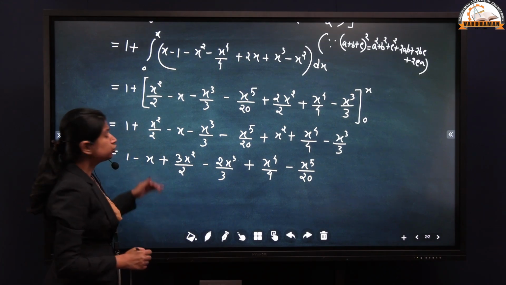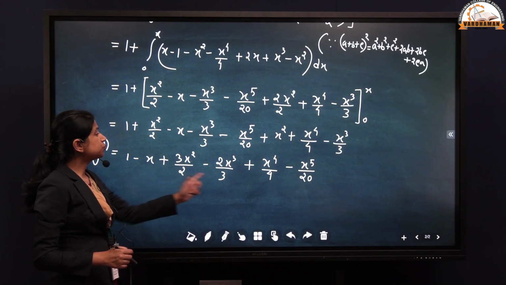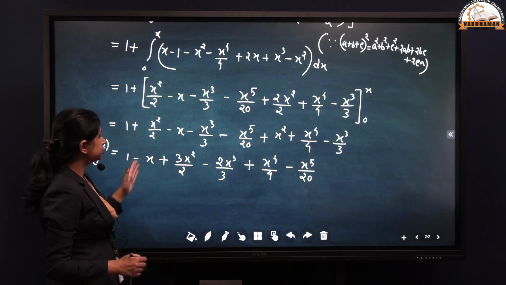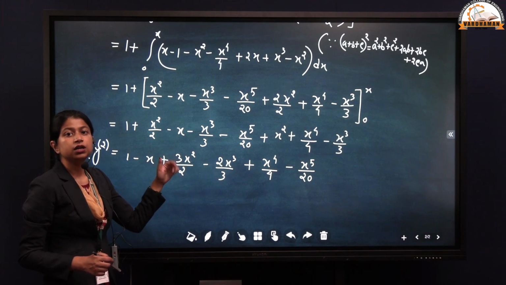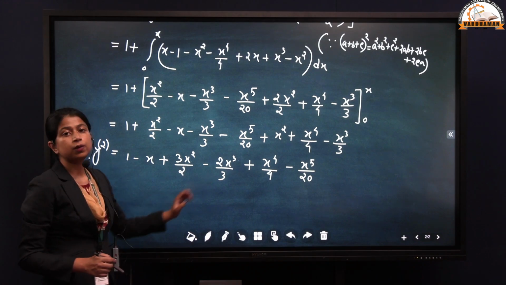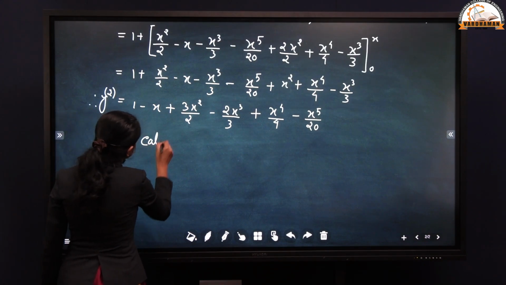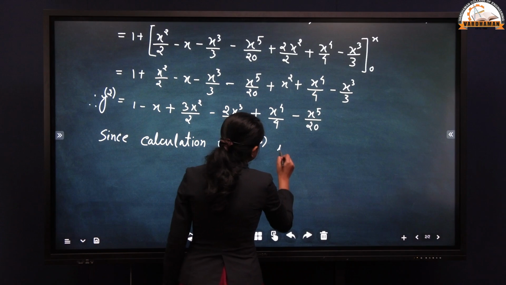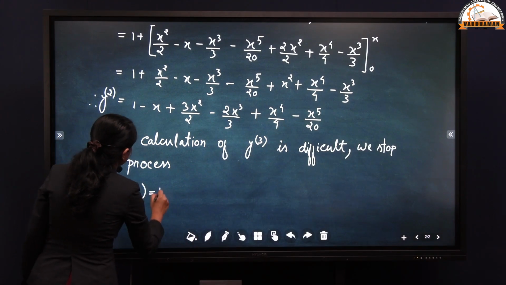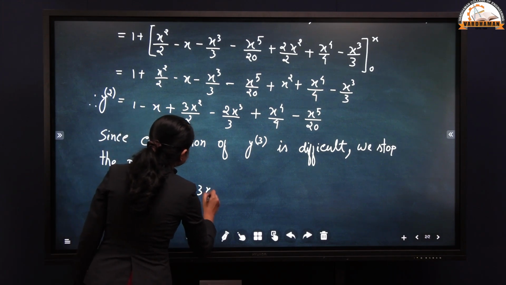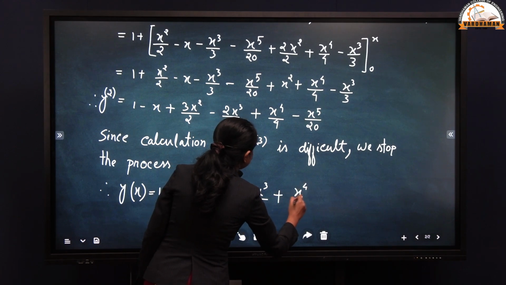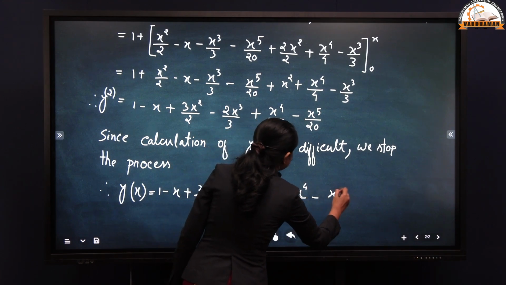Now you look at this term. To find the third approximation, we need to put this and we need to find the square. So it is difficult to find the integration if we substitute this value in the integration. That's why we will stop this process and we will say this is the y of x. Since calculation of the third approximation of y is difficult, we stop this process. Therefore, y of x is given by 1 minus x plus 3x square by 2 minus 2x cube by 3 plus x power 4 by 4 minus x power 5 by 20.